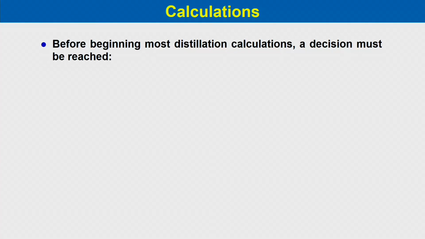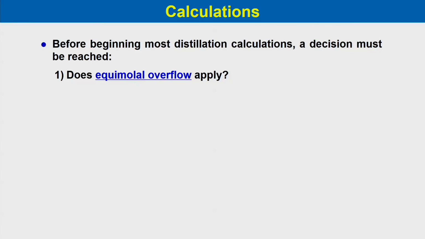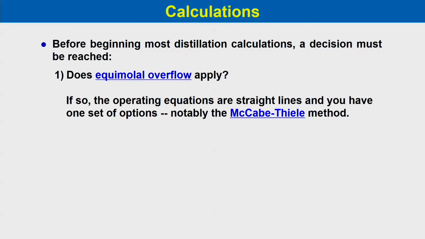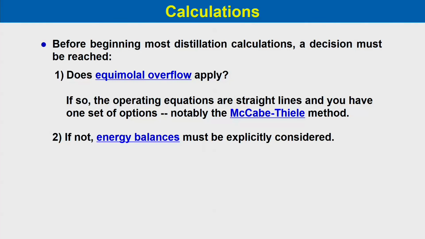Before beginning most distillation calculations, a decision must be reached. What is it? That is, does the equimolar overflow apply for this process or for this application? If so, the operating equations are straight lines and you have one option, that is the McCabe-Thiele method of determining the number of stages, which is a graphical method. If not, then energy balances must be explicitly considered.